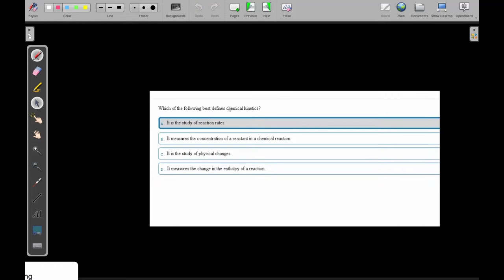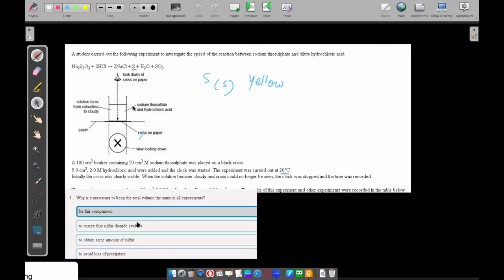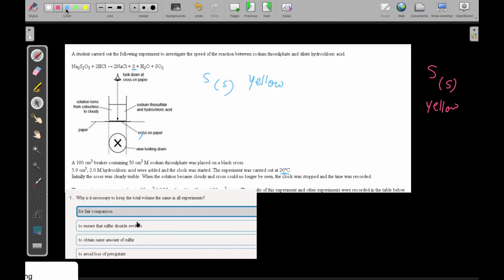Which of the following best defines chemical kinetics? It is the study of the reaction rates. In this reaction, I'm trying to see if the reaction is fast or slow by the formation of a precipitate. In this reaction, solid sulfur is formed. The sulfur in solid form has a yellow color. It will form, and this precipitate makes you not be able to see through.